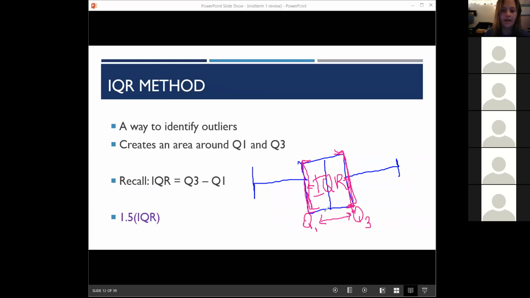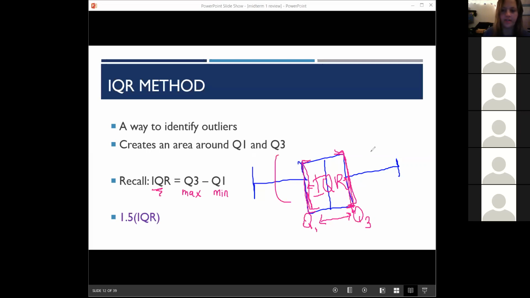And that's why you find the IQR by doing Q3 minus Q1. So technically, this is the max of your middle 50%, and then this is the minimum. It's the same idea of a range in general, except it's the interquartile range because it's within the quartiles. And then the IQR method is just another way to identify outliers. It's creating an area around Q1 and Q3 that's saying, if the value that you found surpasses these, then we're going to consider it an outlier. If it doesn't, then we're not going to consider it an outlier.